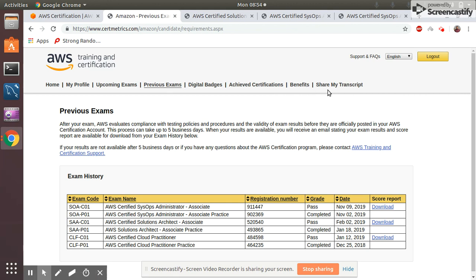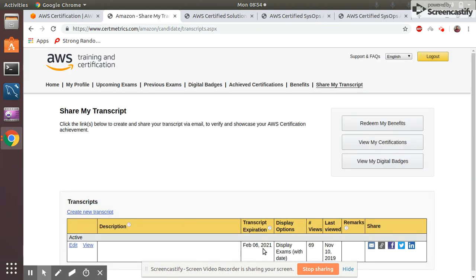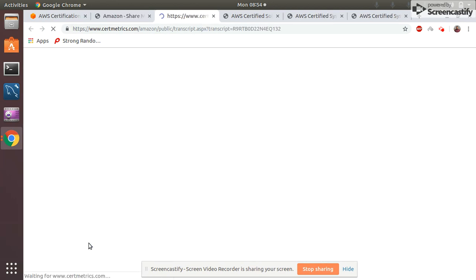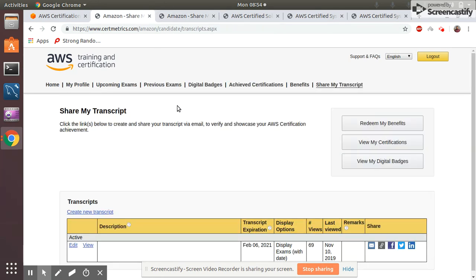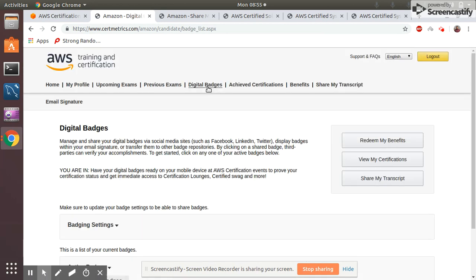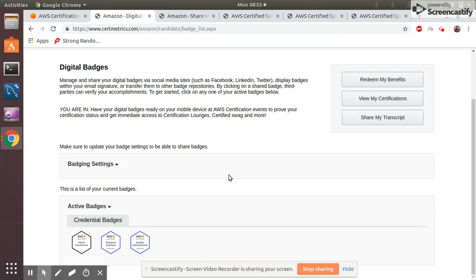And if you are certified, you get some benefits, like you can share your transcript to the world. So I have my transcript. This is the actual URL where everyone can see my certifications. And you have digital badges, where I have 3 badges now: Cloud Practitioner, Solutions Architect, SysOps Administrator.